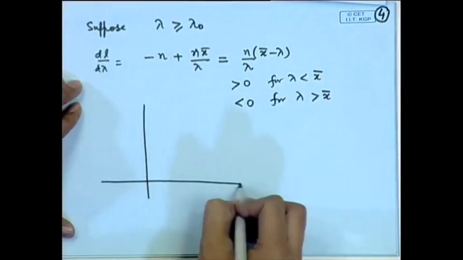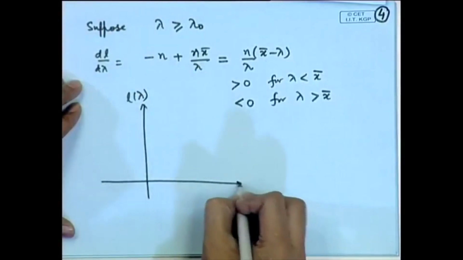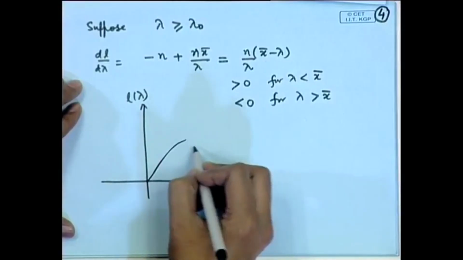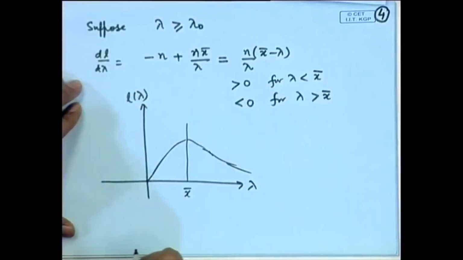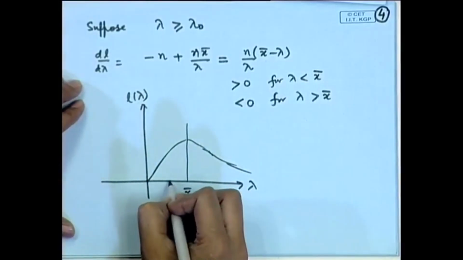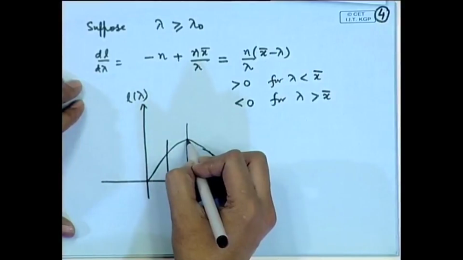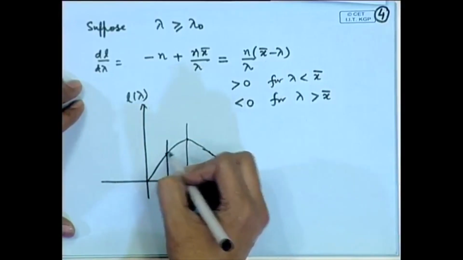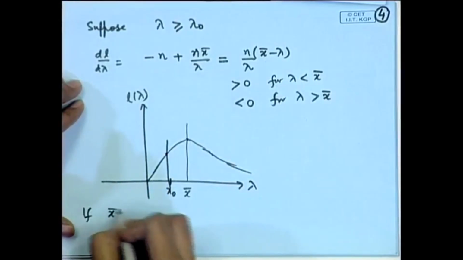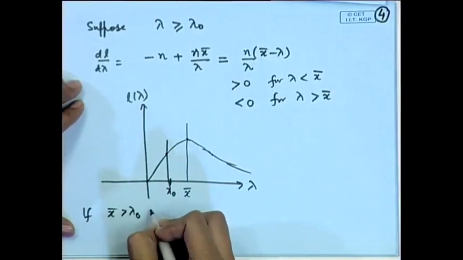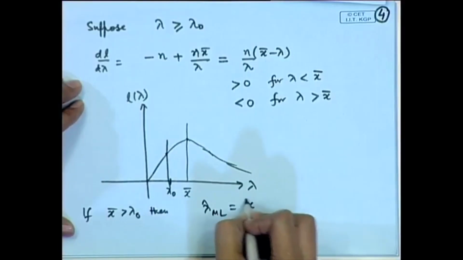So, let us plot it as a function of lambda. On this side I have the log likelihood, it is increasing and then it is decreasing. This is the point x bar. Now, suppose lambda naught is here. If lambda naught is here, then you can see that the maximum value x bar is satisfying this condition, and therefore, x bar remains the MLE. That is, if x bar is greater than lambda naught, then lambda hat ML is x bar.